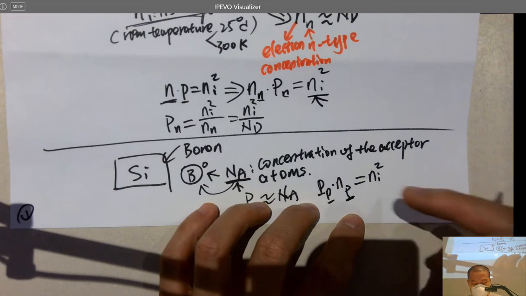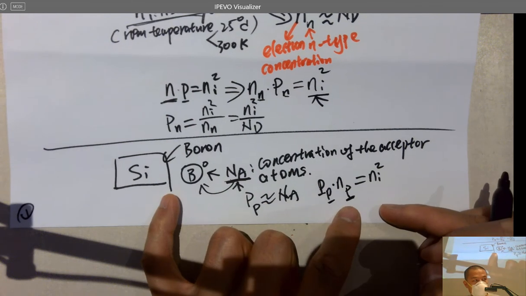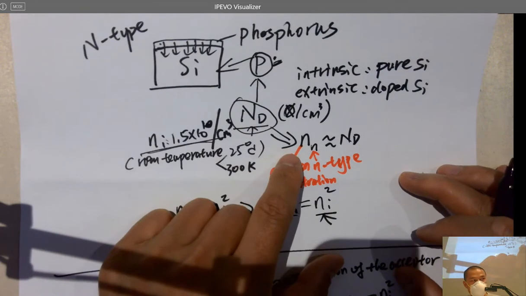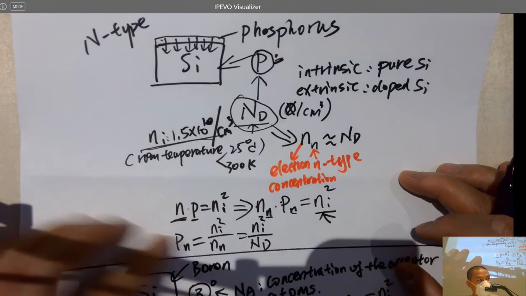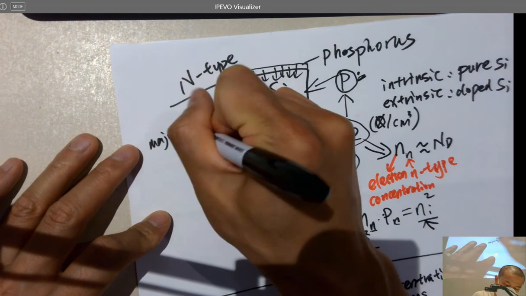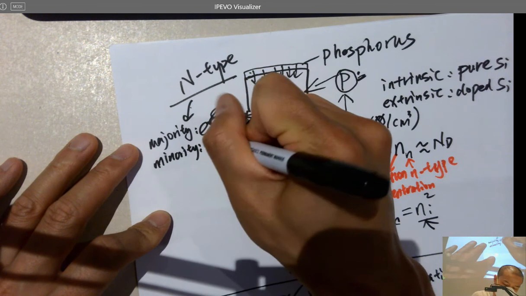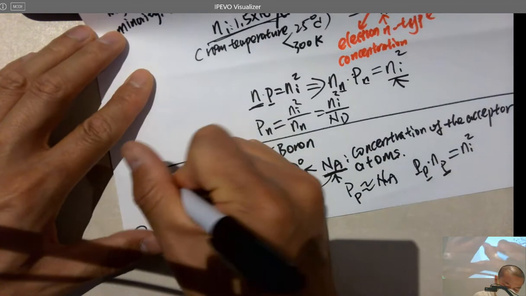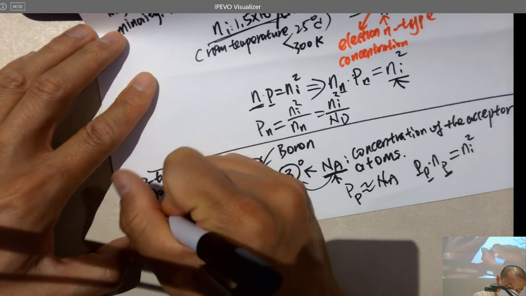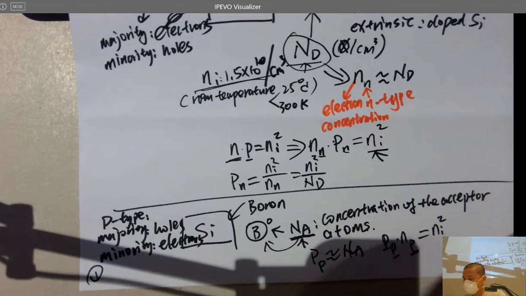So in here, what is the majority? What's the minority? In the p-type, the holes are the majority and the electrons are the minority. Sorry, in the n-type, electrons are the majority and holes are the minority. For the p-type, let's do some calculations for this example.